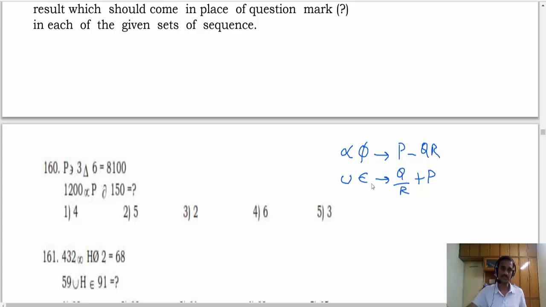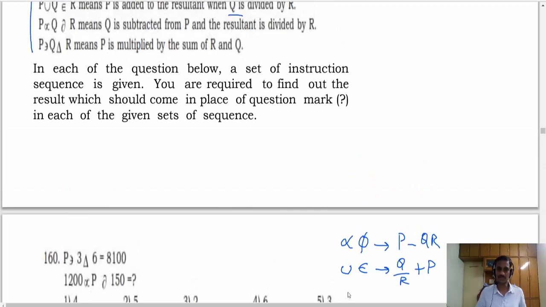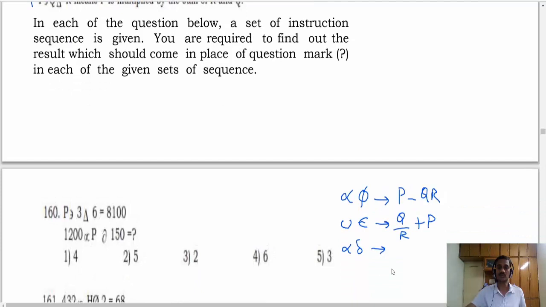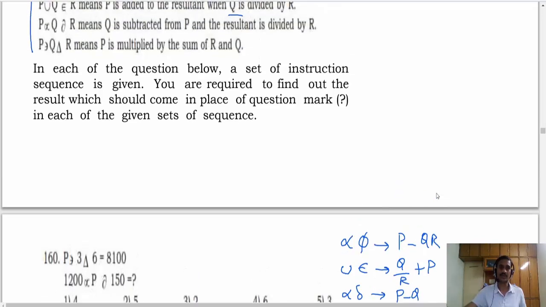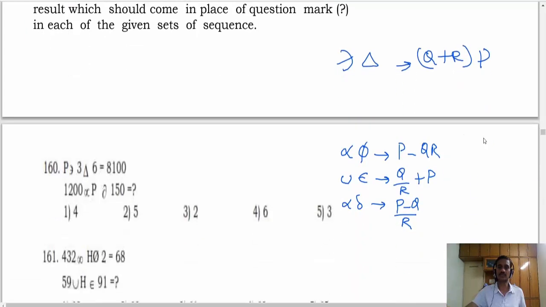Then third one. What is the third one we have? Third symbol is now this alpha and this one. Q is subtracted from P and the resultant is divided by R. Q is subtracted from P. P minus Q and the resultant is divided by R. And finally one more symbol we have, and this symbol stands for: P is multiplied by the sum of R and Q. Q plus R into P. Now these are the 4 conditions given.